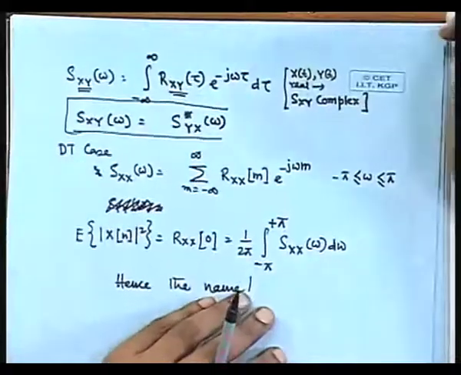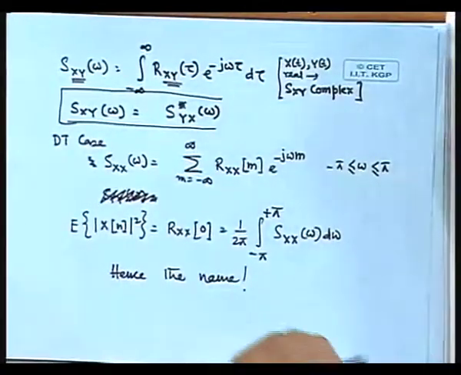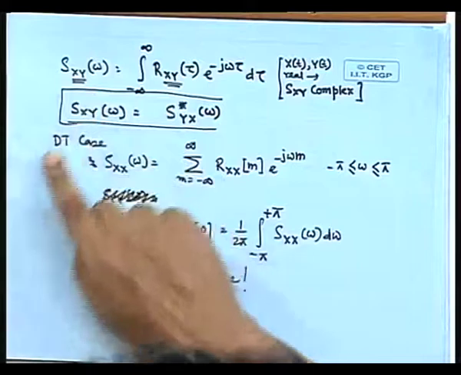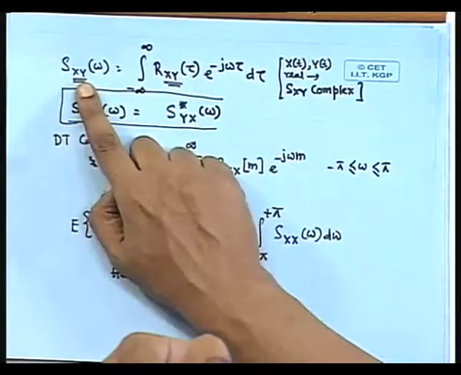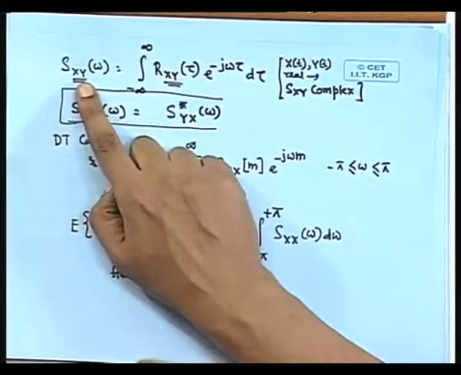Now, but Sxy omega may not be. Sxy omega, it is not guaranteed that it will be real. That may be complex very well, because why? Rxy of tau is not equal to Rxy of minus tau. So simply because of that fact, you are not going to get real parts, imaginary parts will not cancel.